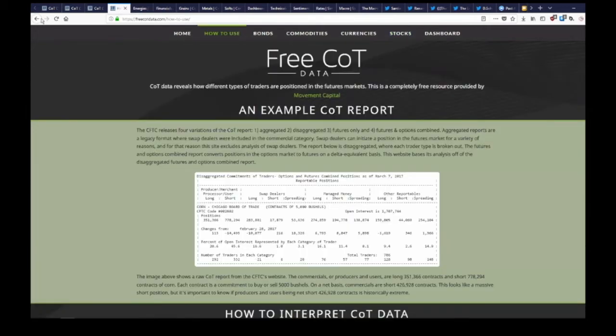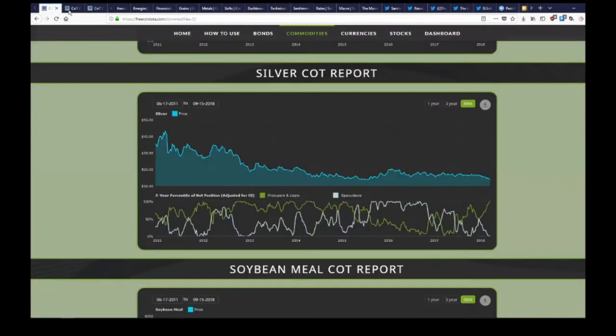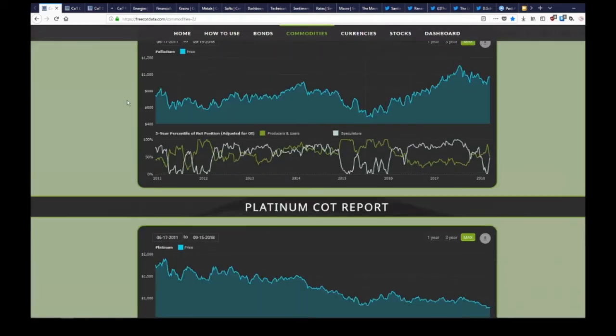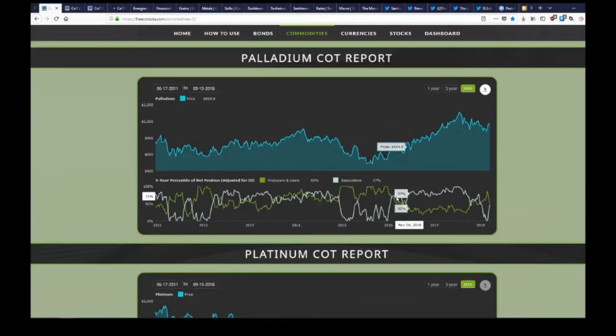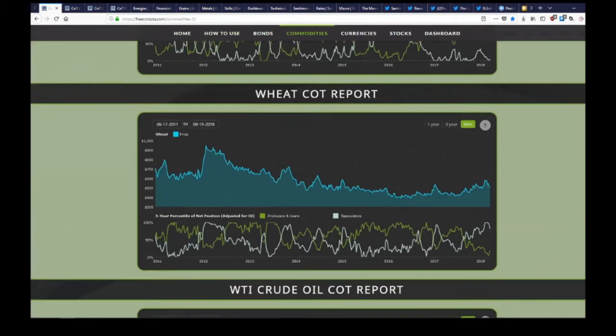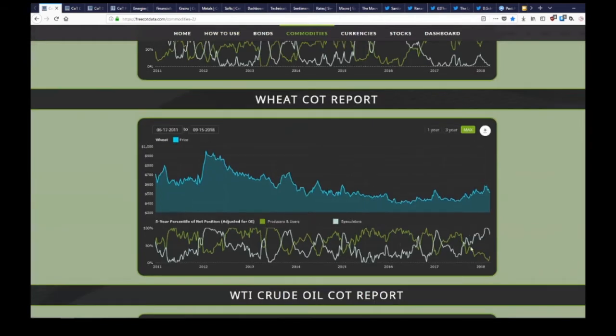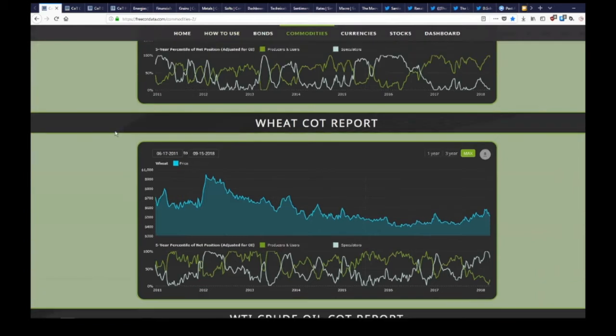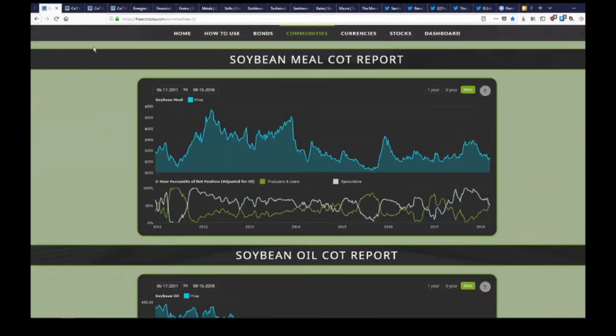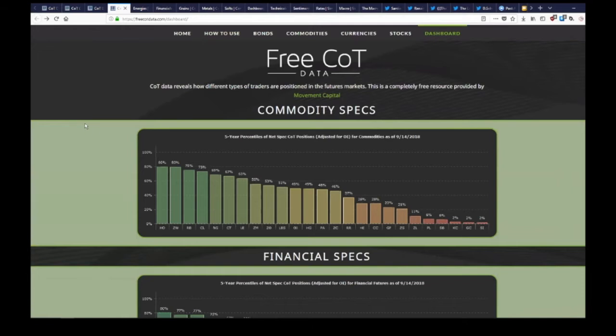So the way this website is oriented is I've got all these individual pages that show these 5-year percentiles for each contract. And in fact, we can go look at wheat and see the producer and user position at right around 20% down here. That's what we just calculated, that green line right here. This is the commodities page. It's got all the individual contracts, but the main page I look at is the dashboard page.